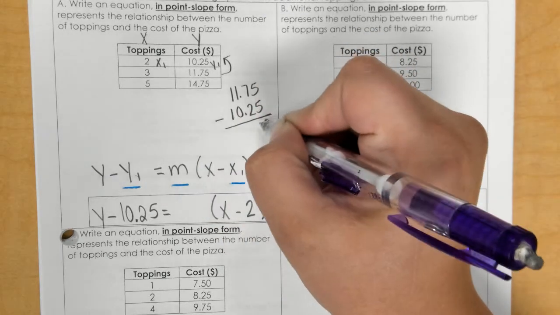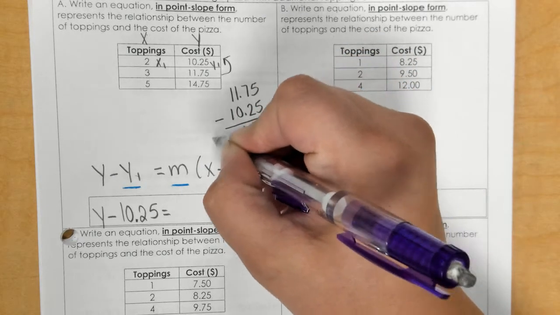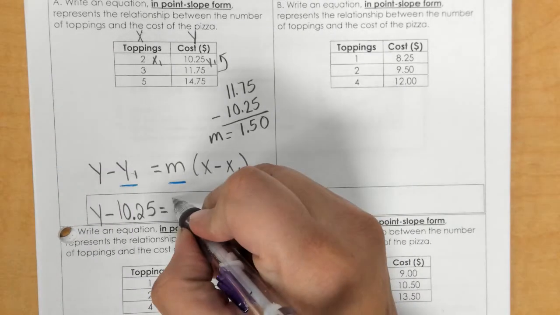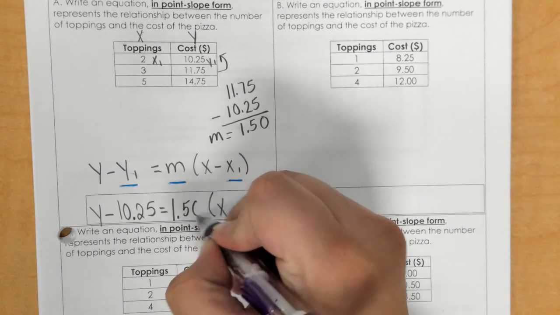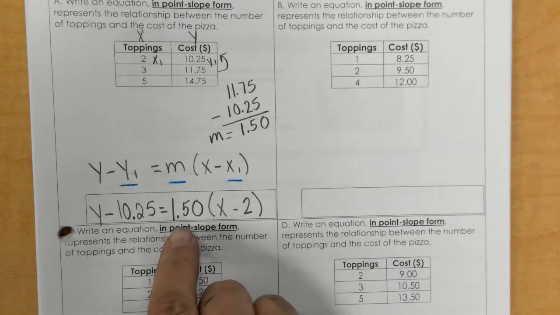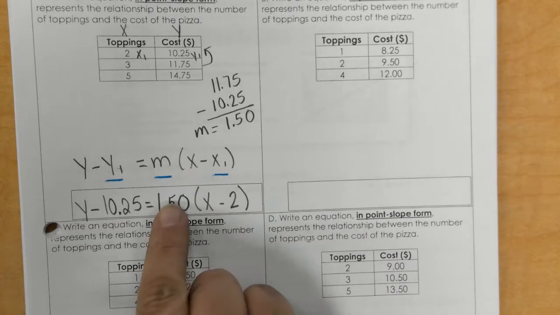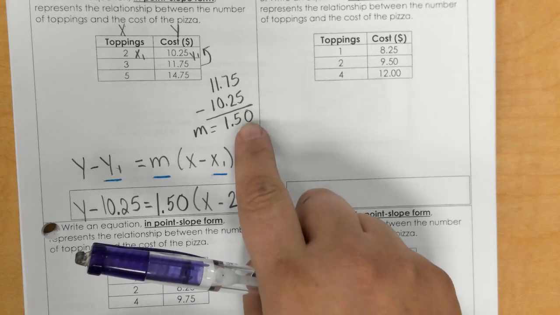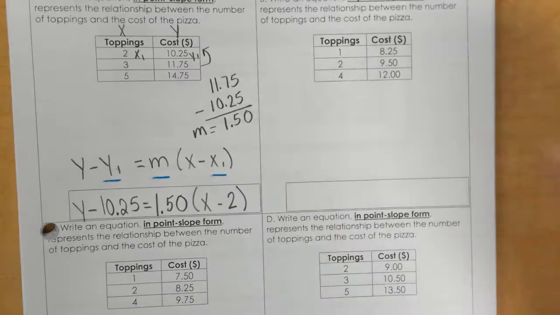And if I subtract them, I get m. Okay? So slope is 1.50. So for 1.50 for m, plug it in, and that's it. And that 1.50 just means that every topping of pizza is $1.50.